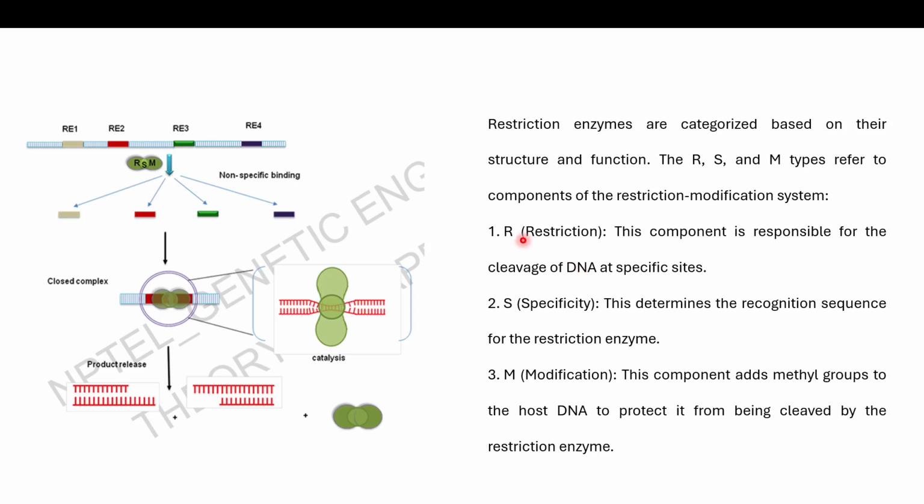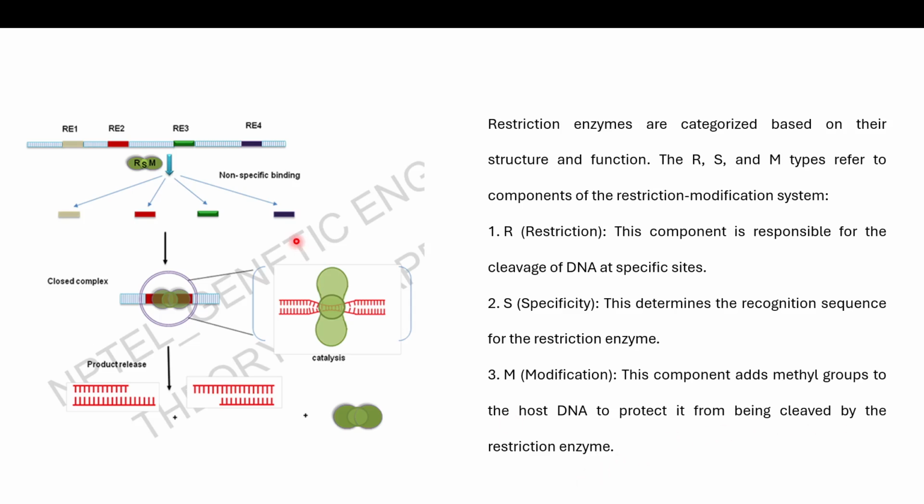So the R component is responsible for cleavage of DNA at specific sites. S is for specificity, which determines the recognition sequence for the restriction enzyme. And M is for modification, which adds the methyl groups. The methyl groups carry out the methylase activity, adding methyl groups to the host DNA to protect it from being chopped off by the restriction enzyme.